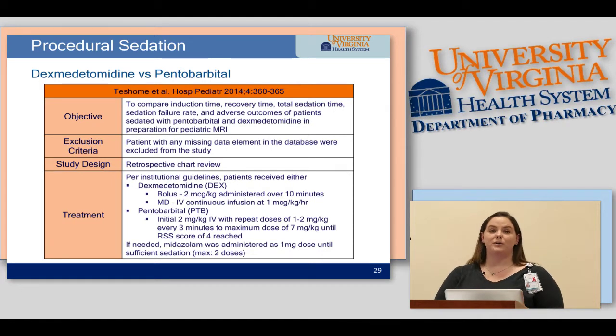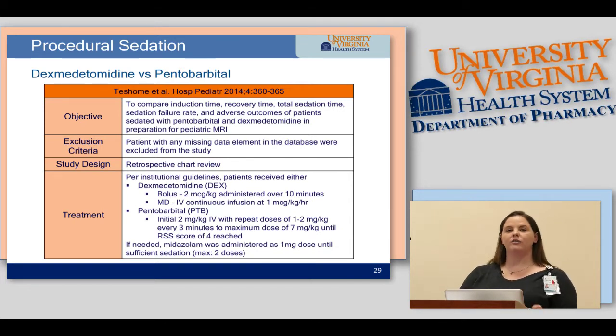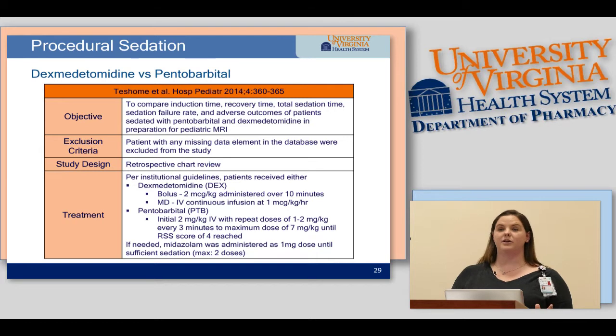It is a drug that we use here at UVA, for procedural sedation. So in this study, they were looking at induction time, recovery time, total sedation time, sedation failure rate, and adverse outcomes for patients that received either pentobarbital or dexmedetomidine.